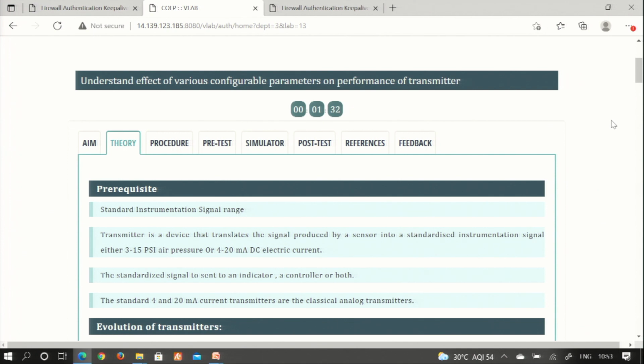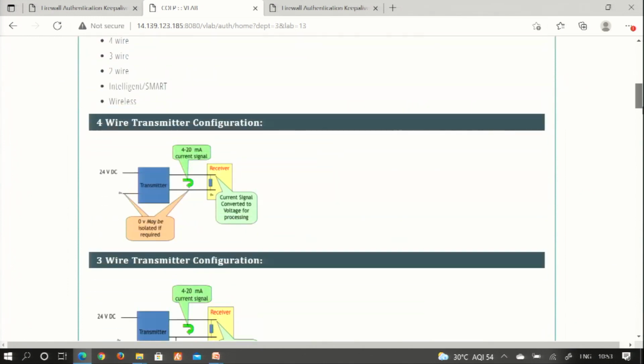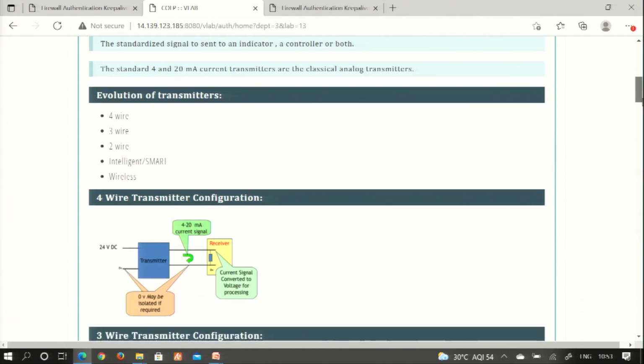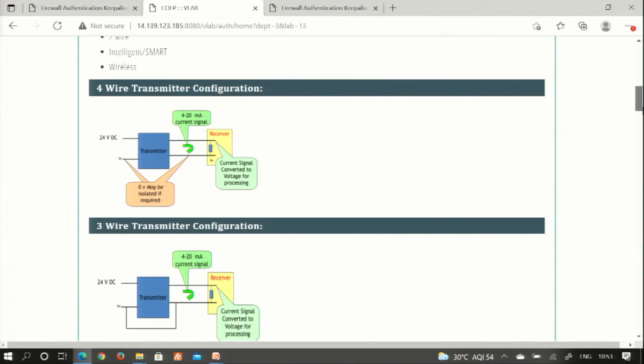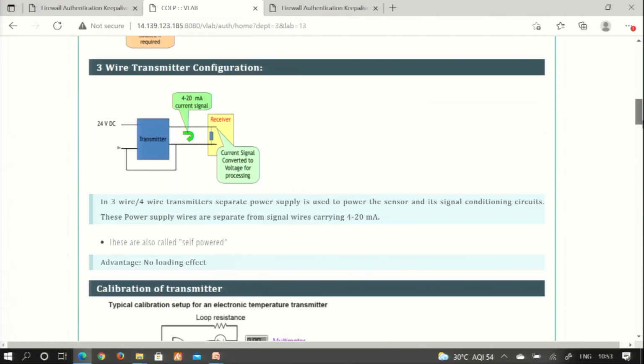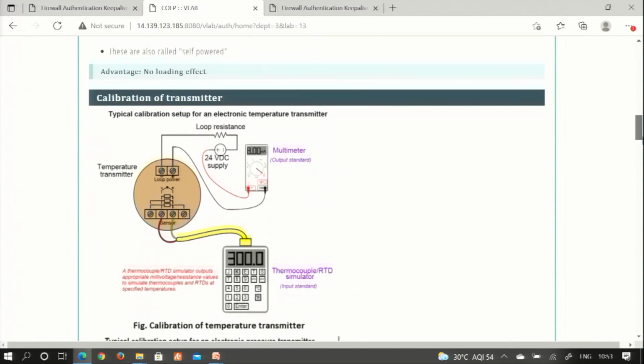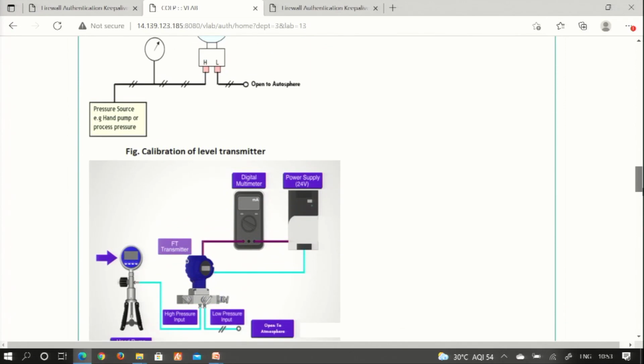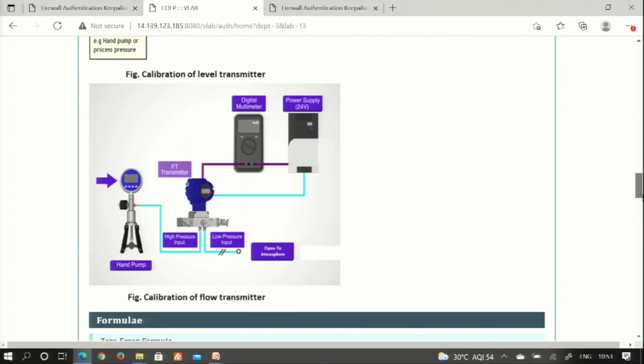We are expecting students to complete these prerequisites, like what is the standard instrumentation signal range, and then there will be an exhaustive theory given to the student, which a student must have done in the theory class, but as far as the practicals are concerned, the related theory is being taken here, and the student will go through this and understand what a 4-wire transmitter is all about, the 3-wire transmitter, how to calibrate that transmitter for various applications. All this theory, a one-stop solution, is available for a student.